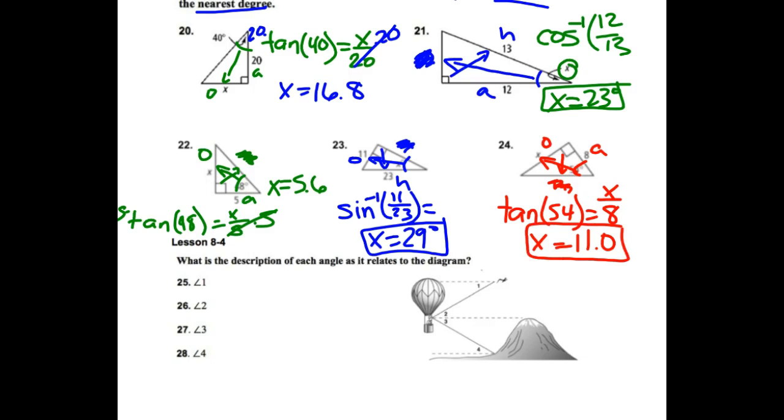Alright, so that's your basic trig. After that, we had lesson 8.4 where we started to talk about angles of elevation and depression. So this picture should look familiar. We're just going to quickly describe each one of these angles as elevation or depression, and then from what to what. So first off, I've got a little bird up here, so I'm going to refer to that. I've got a balloon over here and the ground.